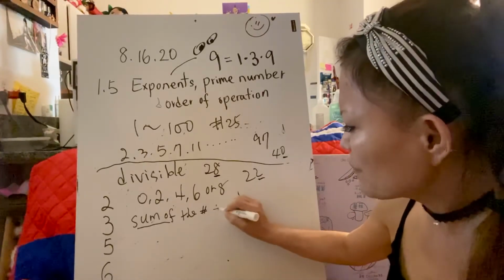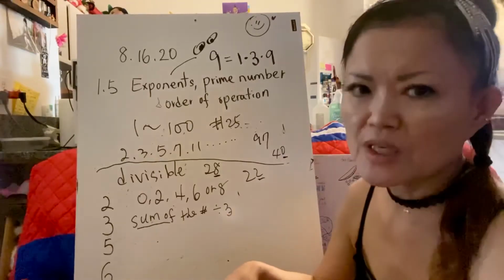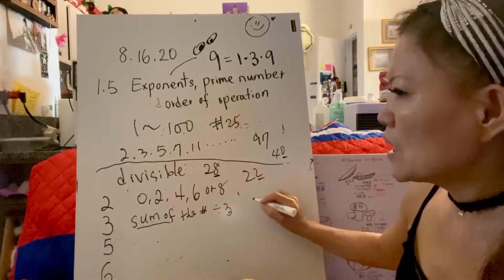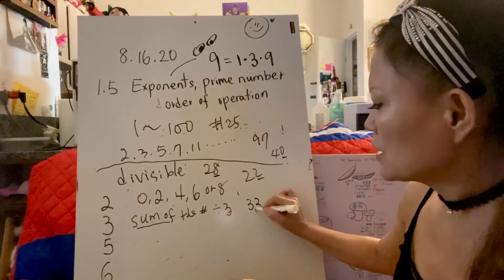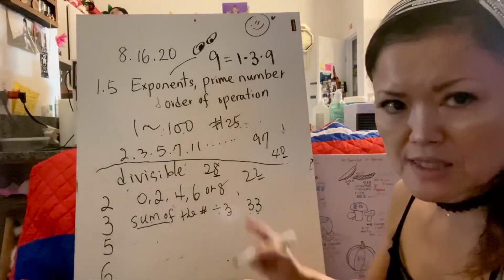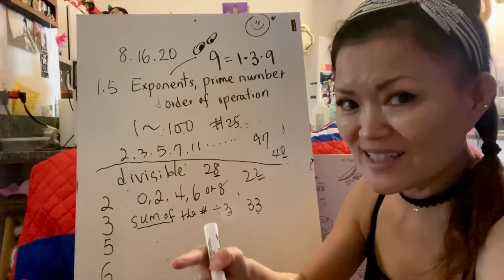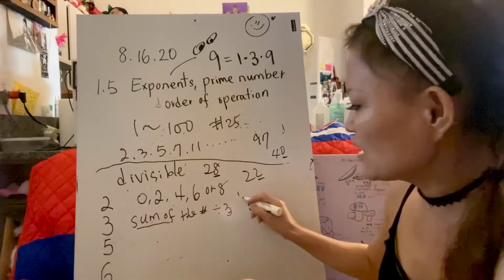you can divide by 3. Divisible by 3, which is, for example, 33. What is 3 plus 3? 6. Can you divide 6 by 3? Yes, 6 divided by 3. So that means you can divide by 3.